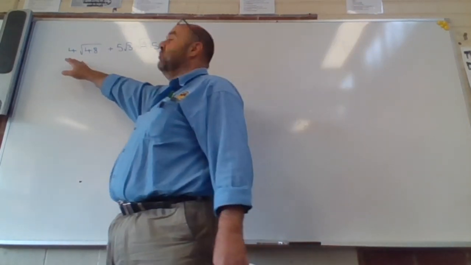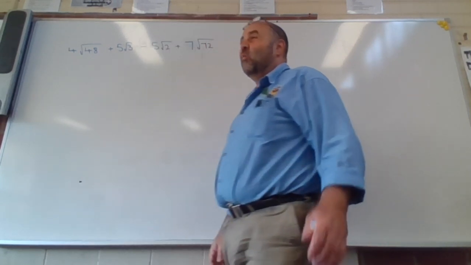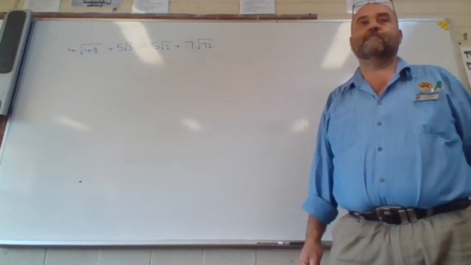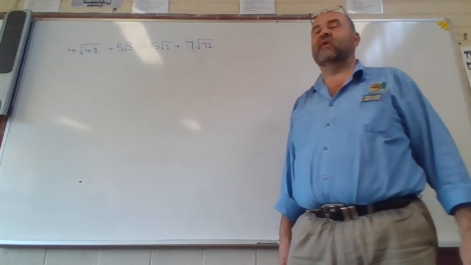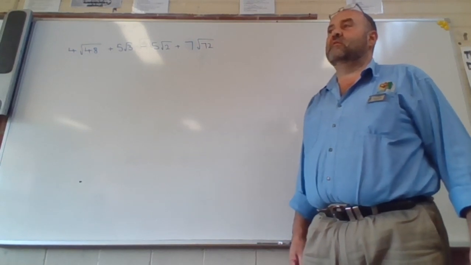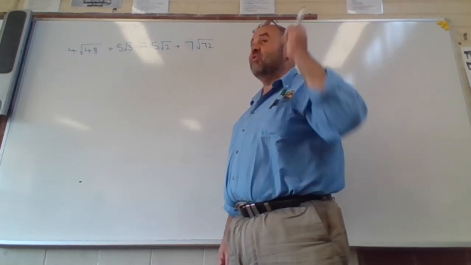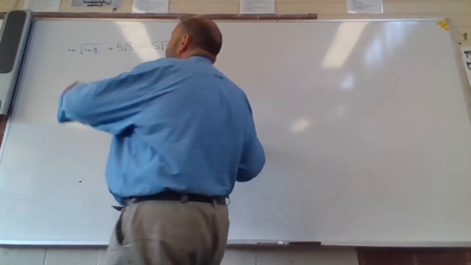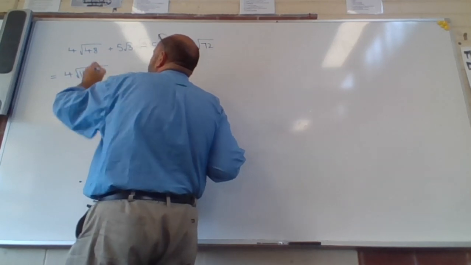So as I move myself along the problem, I've got the square root of 48. What's the largest square number I can think of that goes into 48? 12 is not a square number. 24 is not a square number. Is there not one? 16? Yeah, good, excellent. 16. How many times does 16 go into 48? 3 times, very good. So that's 4 times the square root of 16 times 3.